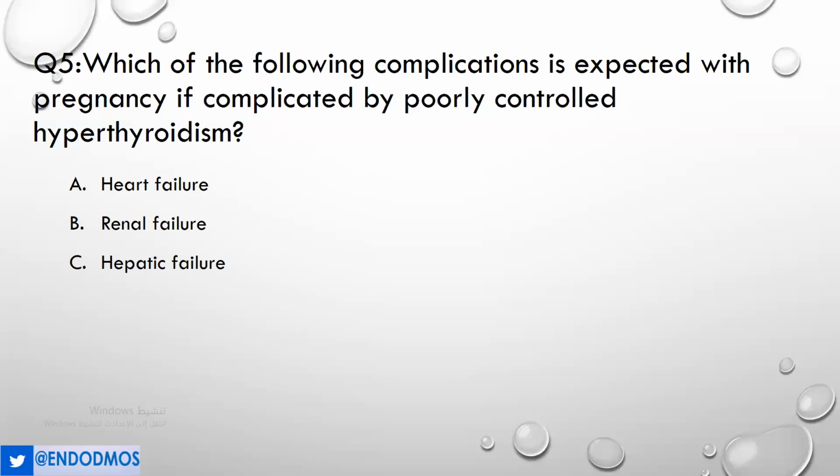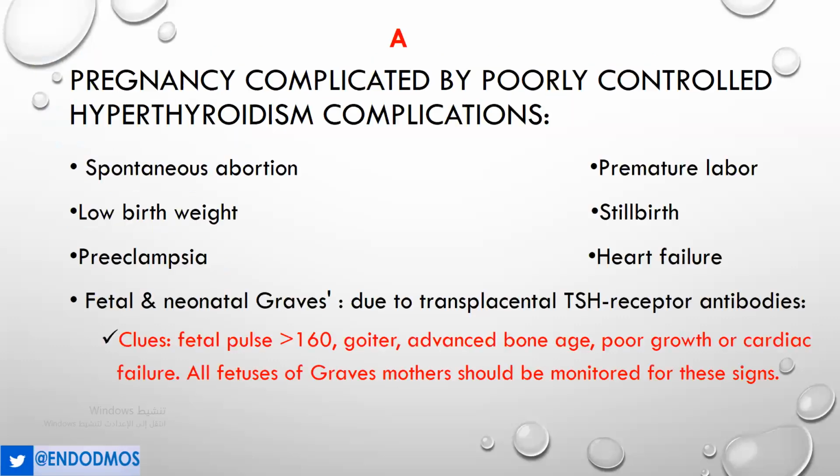The next step here is the following scenario question: which of the following complications is expected in pregnancy if complicated by poorly controlled hyperthyroidism? Heart failure, renal failure, or hepatic failure? Okay, I see many going with C, but actually heart failure is the correct answer.